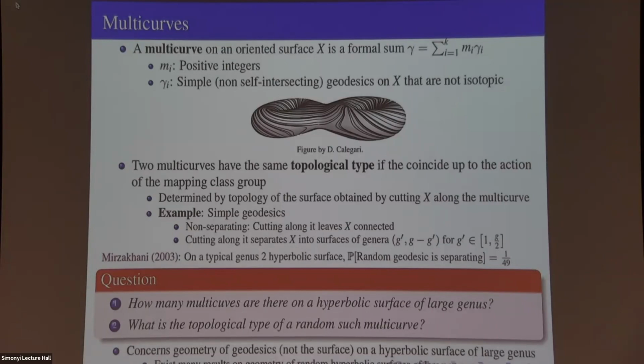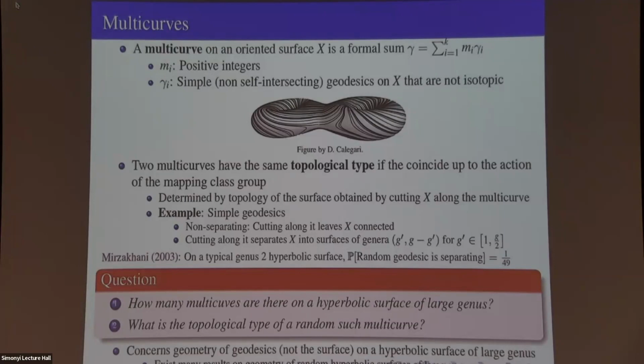So that means I can cut my surface along each geodesic, and I will get some cut up, maybe disconnected surface. When I talk about the topological type of my original geodesic or my original multicurve, I just mean the topological type of this cut up surface I get. Okay. So just as a quick example, you can imagine your multicurve is just a single geodesic.